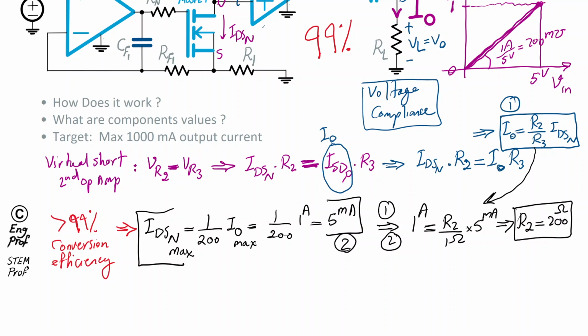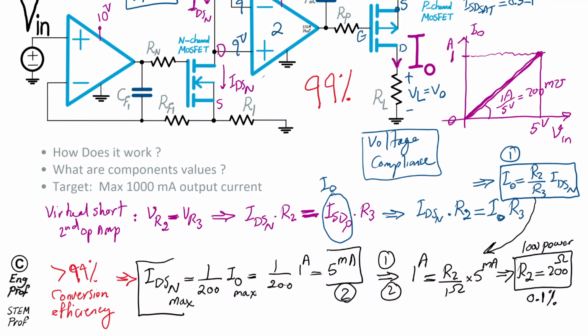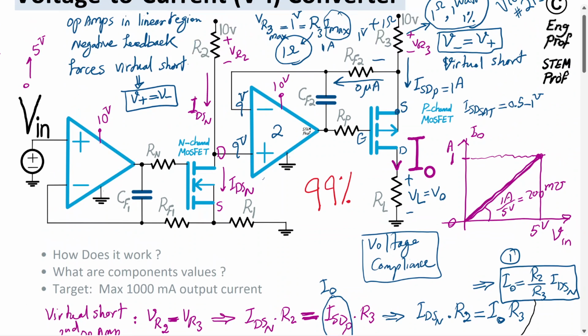For the sake of minimal sensitivity of the circuit to variations, we're going to select this resistor because it's a low power resistor, not a high power resistor, and it's a reasonable value, 200 ohm. We're going to select it with 0.1% tolerance. All right, and what about R1? How do we select the value of R1?